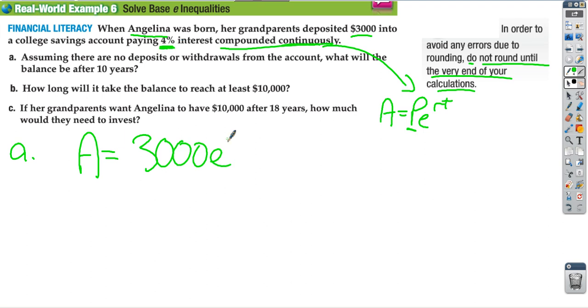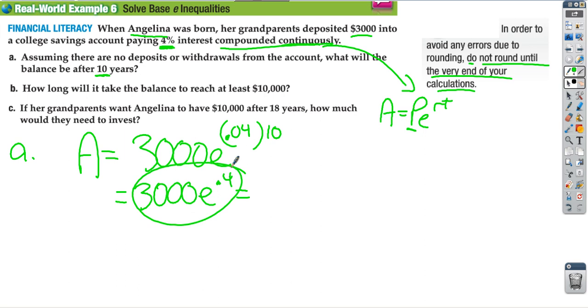The rate is 0.04, and we're being asked about 10 years, so times 10. So that's another way of saying 3,000 times e to the 10 times 0.04, which is 0.4. So we want to know what this is right here. That's going to tell us how much money she has after 10 years.